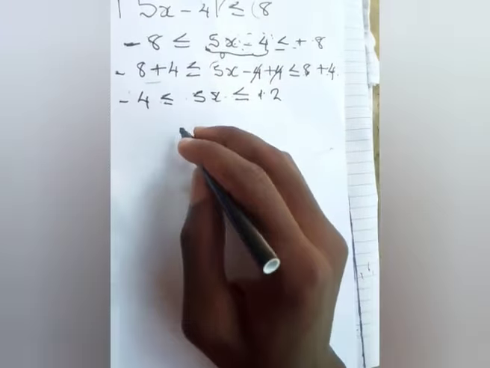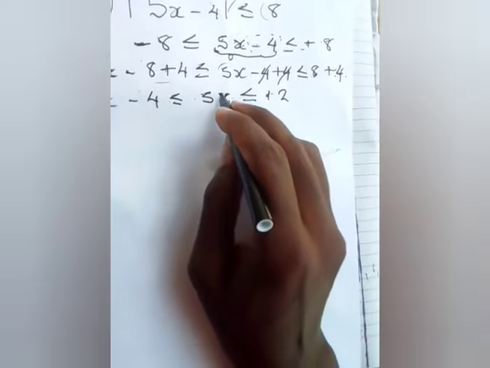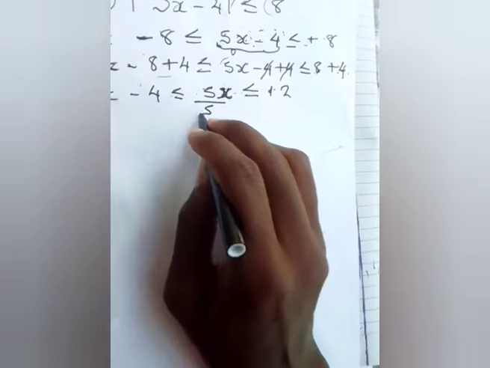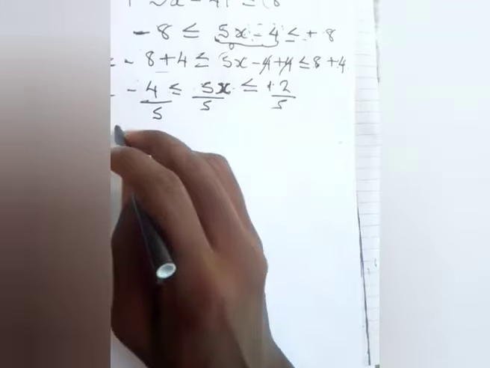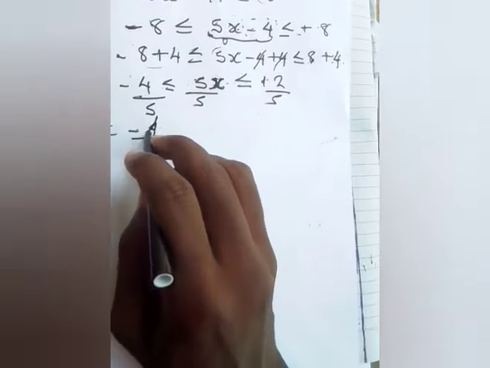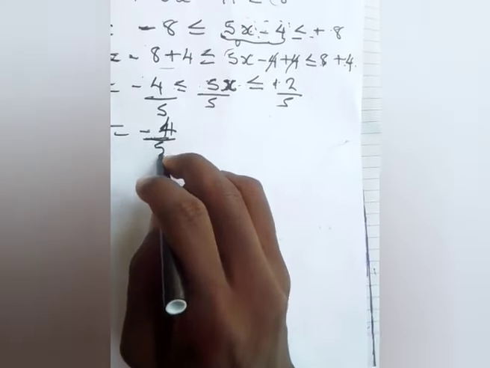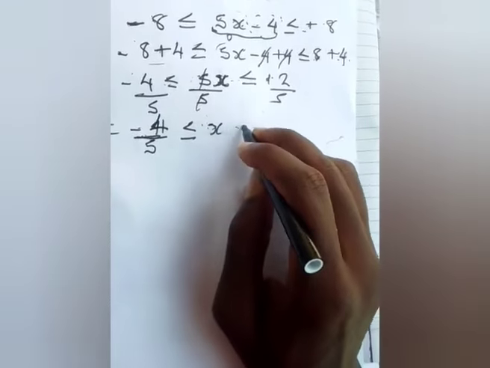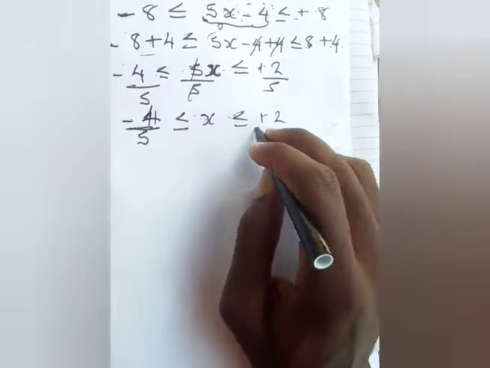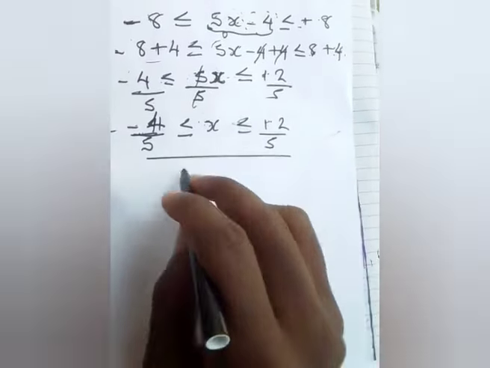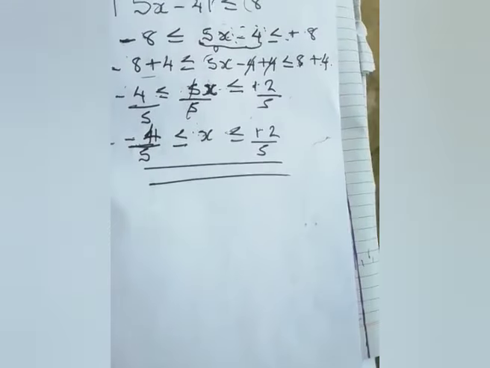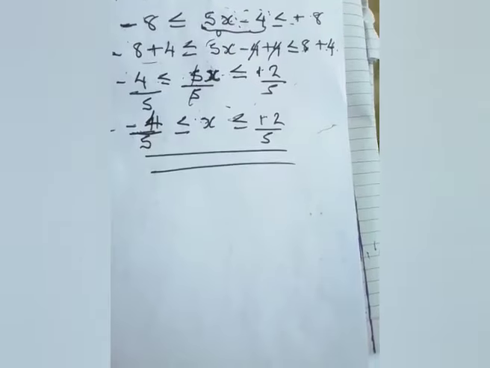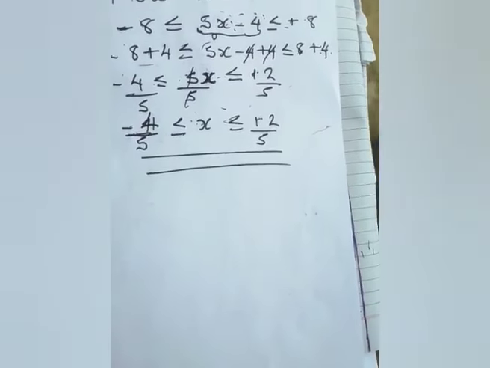And then remember, we have 5x at the middle. We need to get rid of 5. But how? We need to divide through by 5. So it's going to be negative 4 over 5 less than or equal to x less than or equal to 12 over 5. This and this will cancel, so we just have x here. So this is the final answer now. While you can simplify, try to simplify, just that we can't simplify this any further. So let's go to question 10.